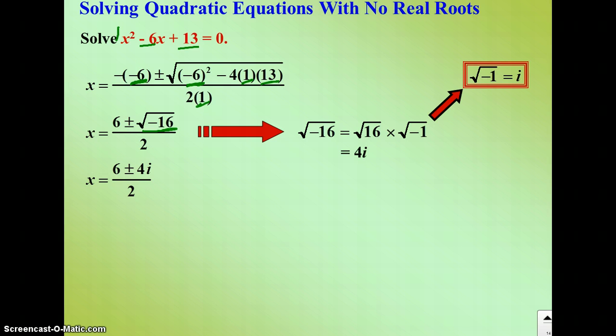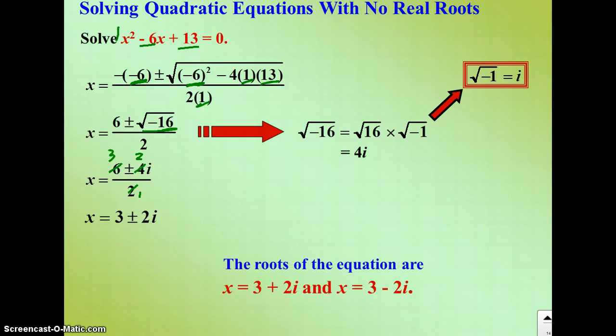I notice that 6 and 4 are both divisible by 2. So I can divide every term in the numerator by 2. And my solution now is x equals 3 plus or minus 2i. So I've simplified my solution using complex numbers. All right, so the roots of this equation are 3 plus 2i and 3 minus 2i.